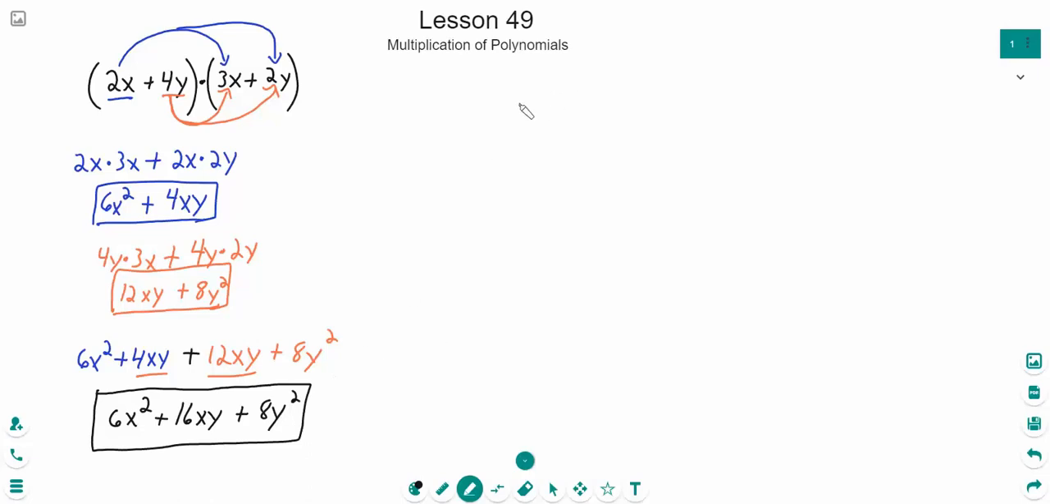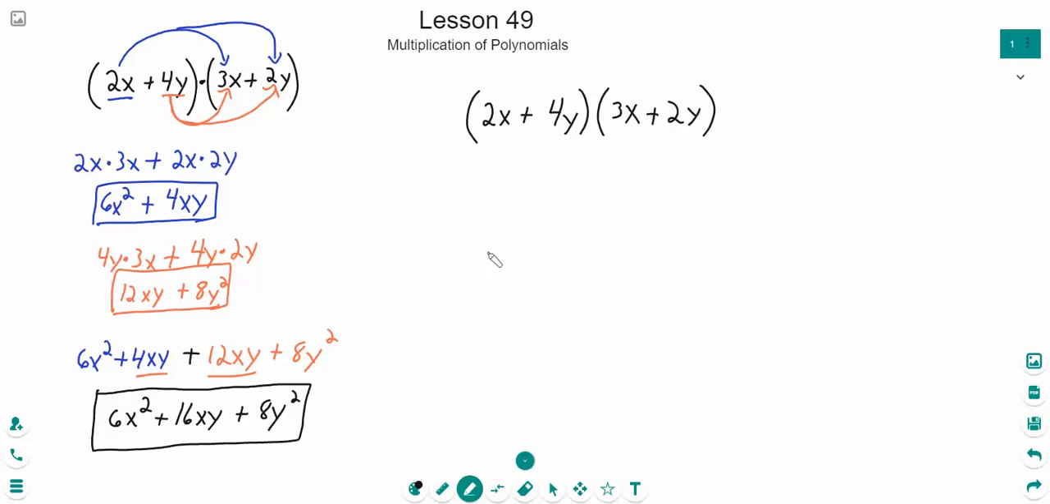Okay, so let's take the same problem. We're going to take the 2x plus 4y, and we're going to multiply that by the 3x plus 2y.